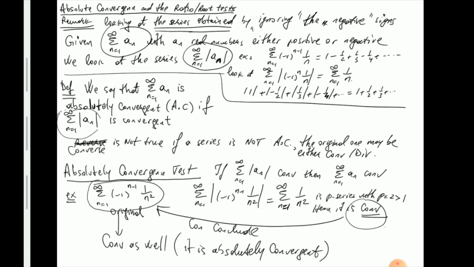I mean, you cannot conclude in reverse, right? If it's not absolutely convergent, the original one may or may not be convergent. So we're going to illustrate this with p-series because these are the easiest ones to handle, on the next page. So let's stay tuned. All right. So for example, let's look at the summation from 1 to infinity of (-1)^(n-1) times 1 over the square root of n. And let's say the first question, is it absolutely convergent?